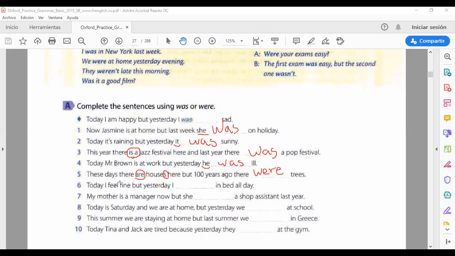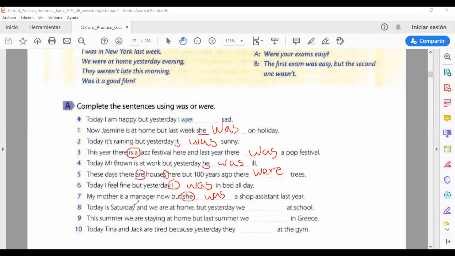Therefore, I have to use were. Number 6, today I feel fine, but yesterday I was in bed all day. 7, my mother is a manager, but now she, now because I'm talking about a singular girl, singular female, I have to use was. My mother is a manager now, but she was a shop assistant last year.